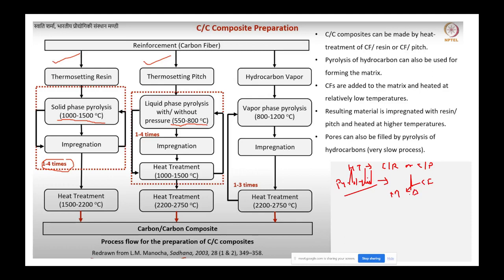heat it at a relatively low temperature. Now the resulting material, whatever material you get after this process, will be impregnated with the resin. Okay. You can add a resin or you can add a pitch, and then you will heat it to a higher temperature. Here you will require a low temperature, but here you will require a high temperature. Pores can also be filled by pyrolysis of hydrocarbons, a very slow process. So here this is the schematic.